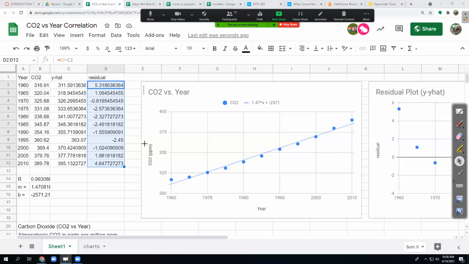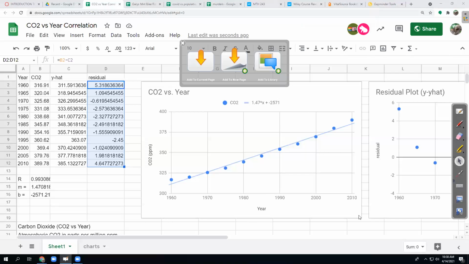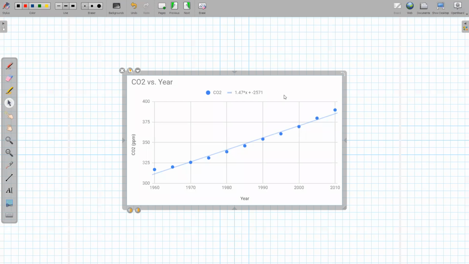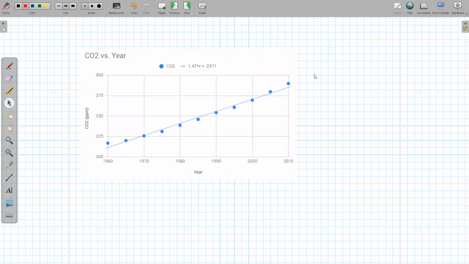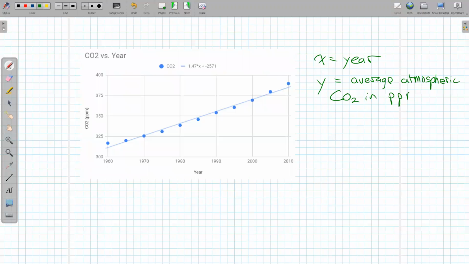Screenshot. So we can talk about it. All right, so I have my two variables here. X is simply the year, and Y here is the average atmospheric CO2. I had to look that up in the book to be sure what it meant: average atmospheric CO2 in parts per million.